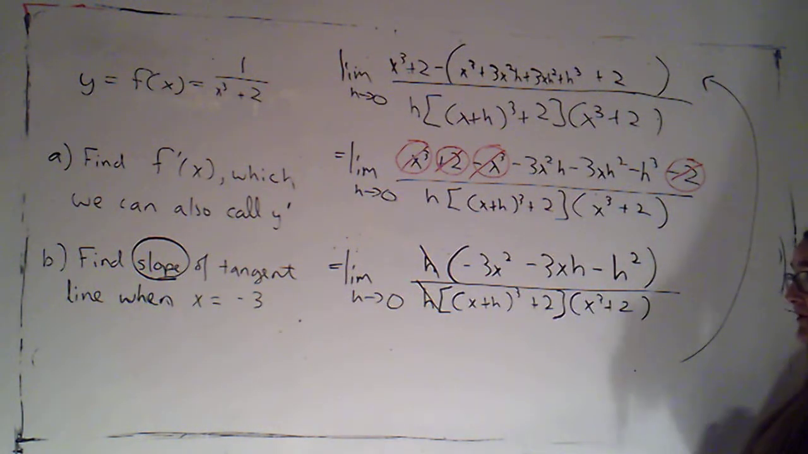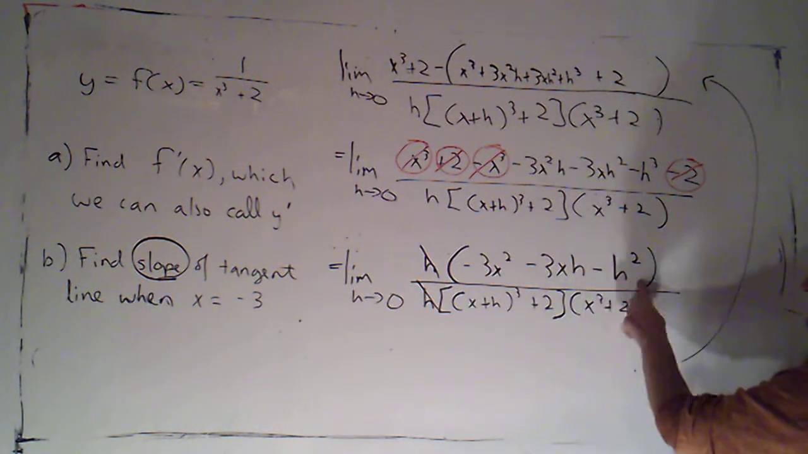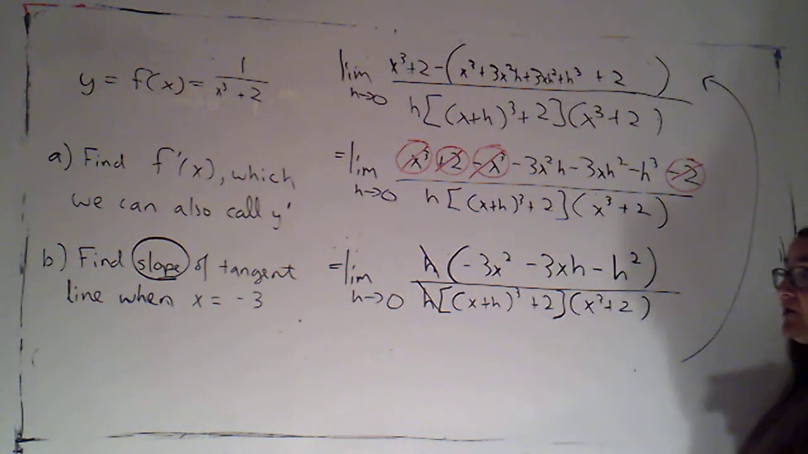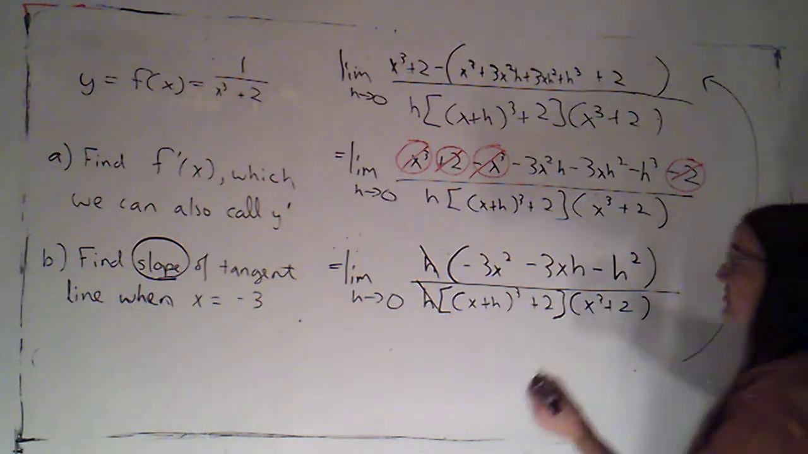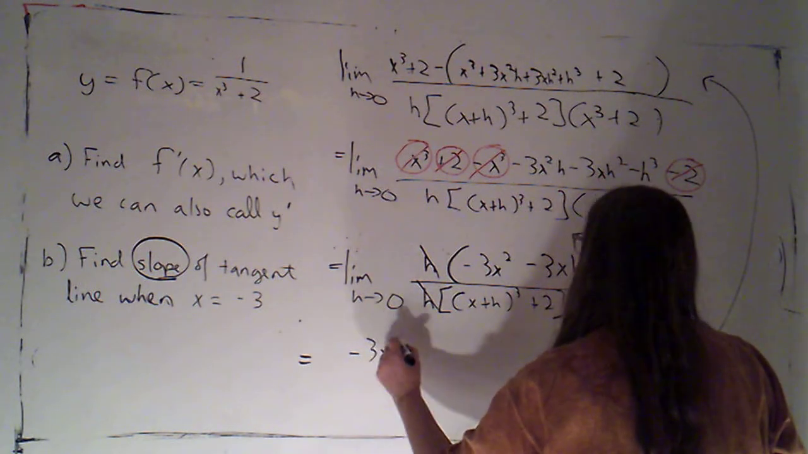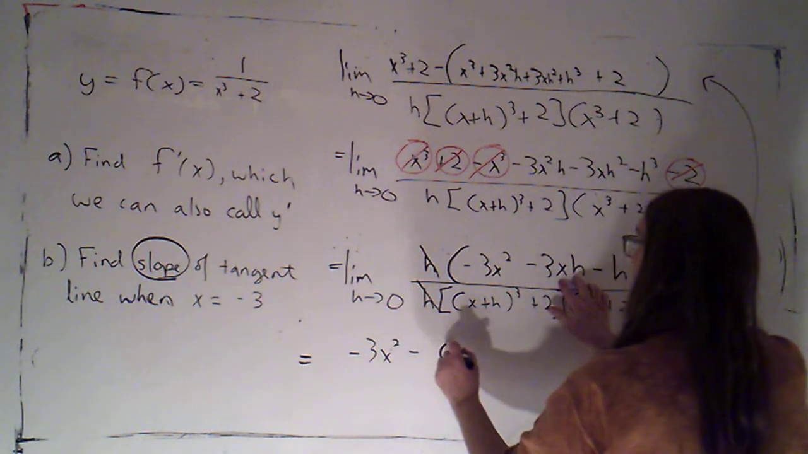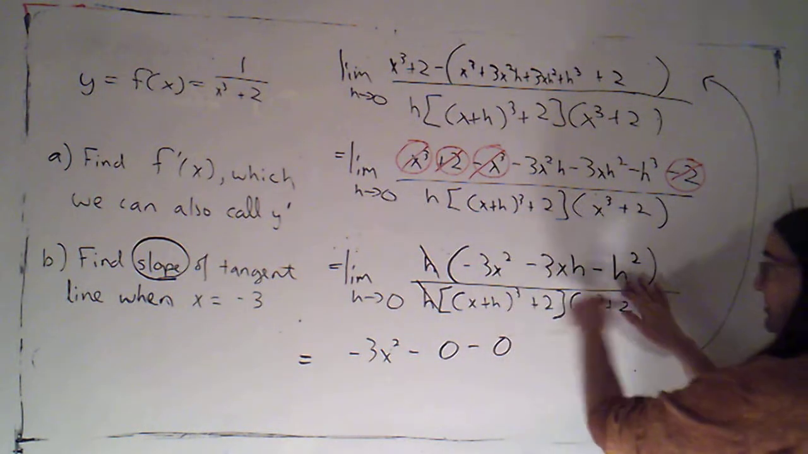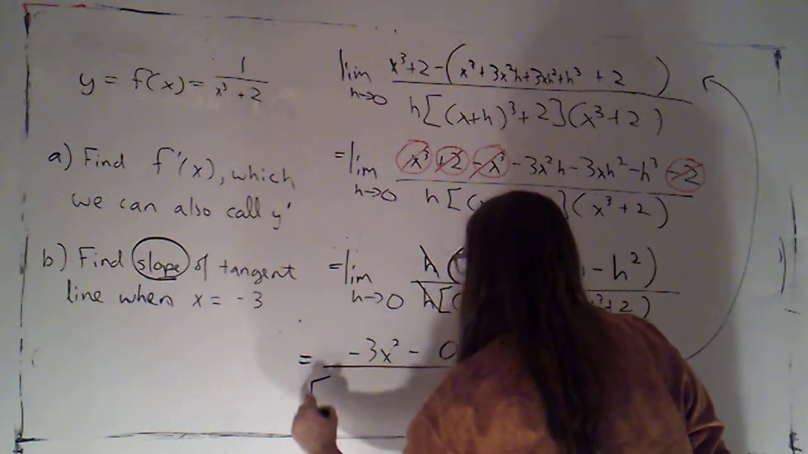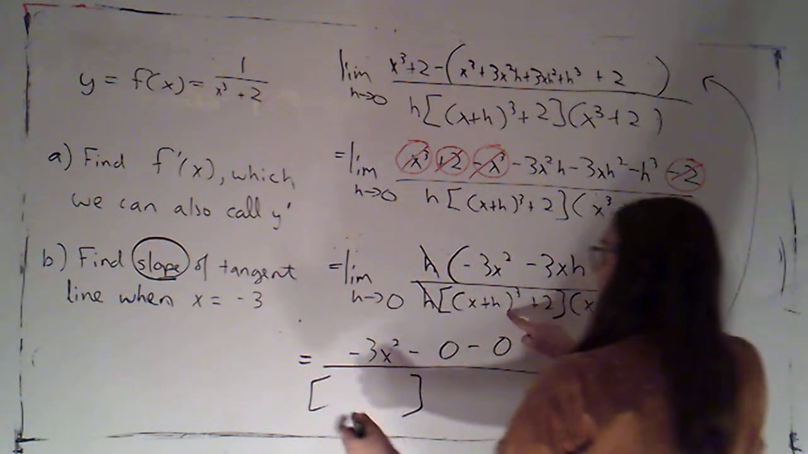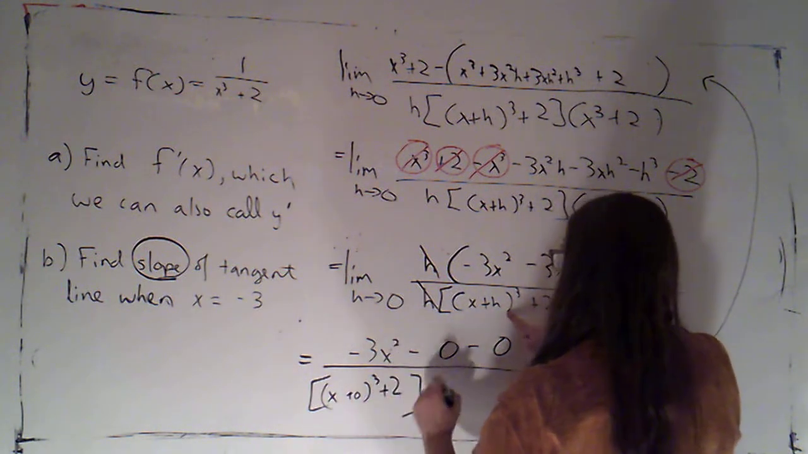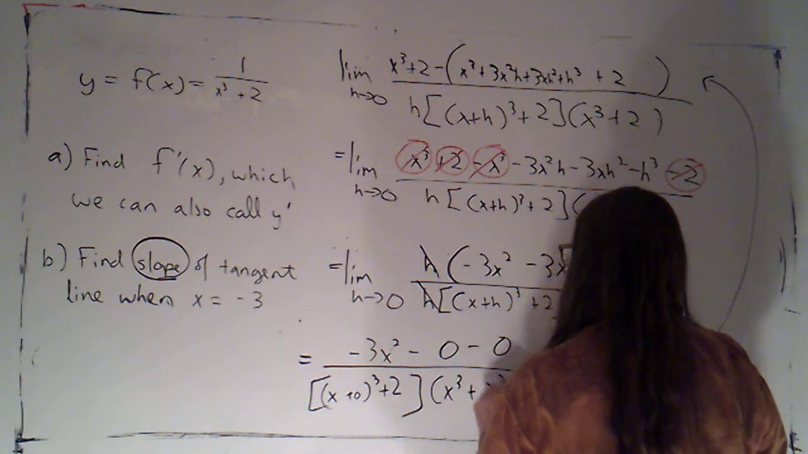Now once we cancel those, I still have a lot of h's here. I've got h's up here, I've got an h on the bottom, but it's not an h by itself. It doesn't make the entire denominator go to 0. So I can now plug in 0 for h. So this is negative 3x squared minus 0 minus 0, because the terms with h's in them go to 0, all over x plus h becomes (x plus 0) cubed plus 2 times x cubed plus 2.